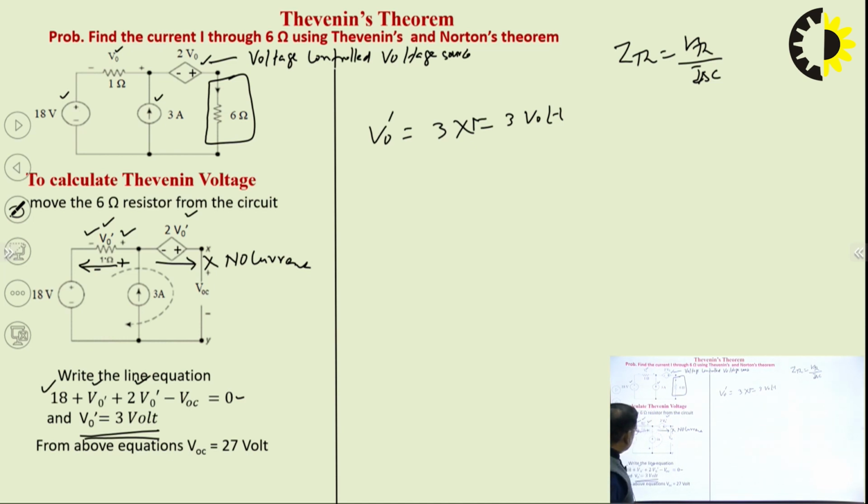Once we get V0 dash, just put the V0 dash in this equation, and we can get the VOC, that is the VTH. Clear?